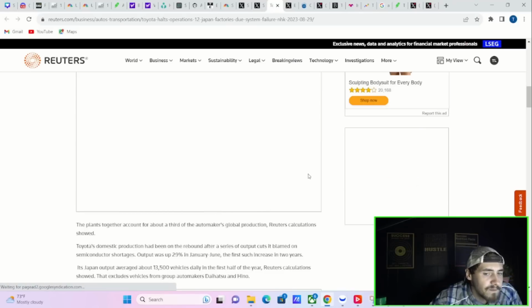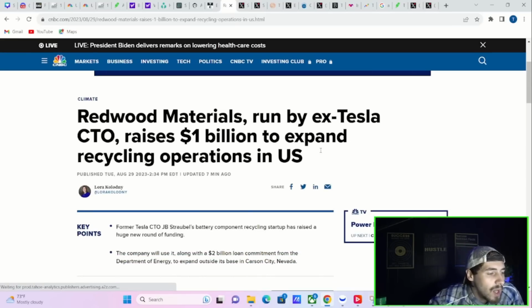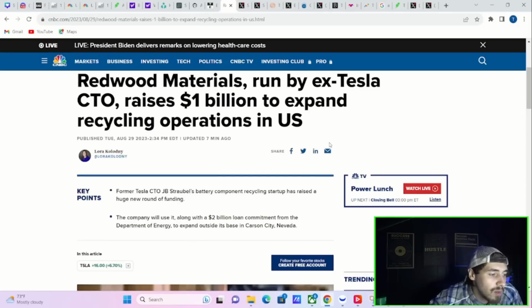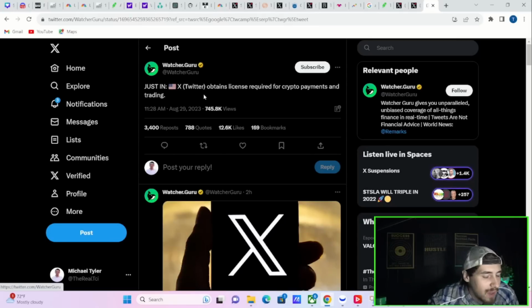Very weird. Redwood Materials, run by ex-Tesla CTO, raises $1 billion to expand recycling operations in the U.S. Tesla's former CTO, J.B. Straubel's battery component recycling startup, has raised a huge new round of funding. The company will use it, along with a $2 billion loan commitment from the Department of Energy, to expand outside its base in Carson City, Nevada. This could also be having a positive effect on Tesla today.